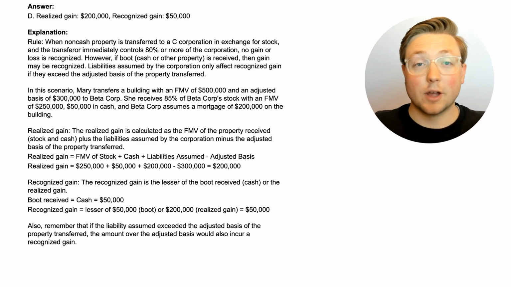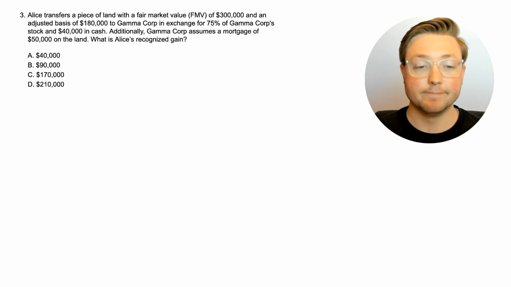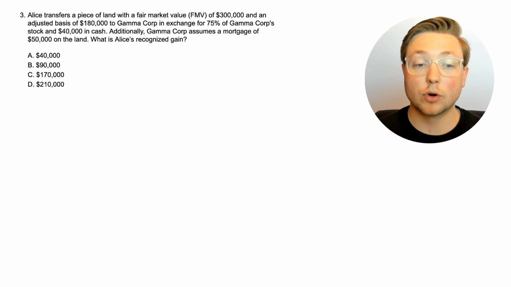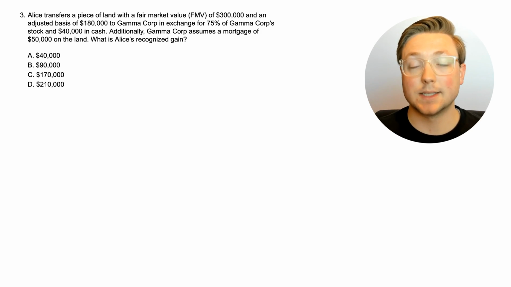Okay, learned a lot from that question as well, so let's go to the next question. Okay, here is question 3. Alice transfers a piece of land with a fair market value of $300,000 and an adjusted basis of $180,000 to Gamma Corp in exchange for 75% of Gamma Corp's stock and $40,000 in cash. Additionally, Gamma Corp assumes a mortgage of $50,000 on the land. What is Alice's recognized gain?